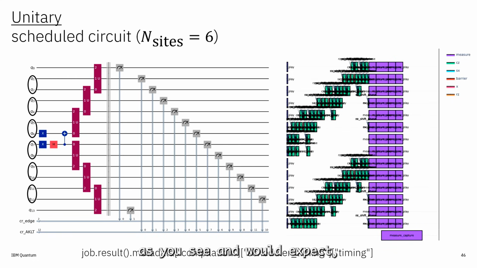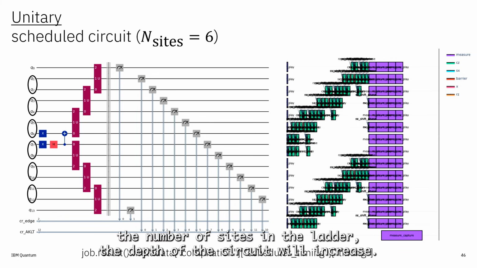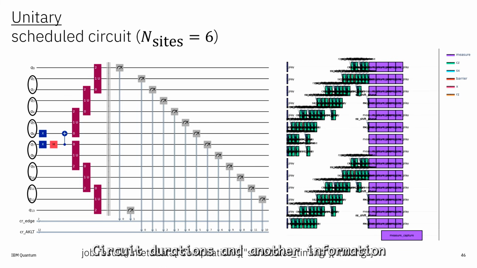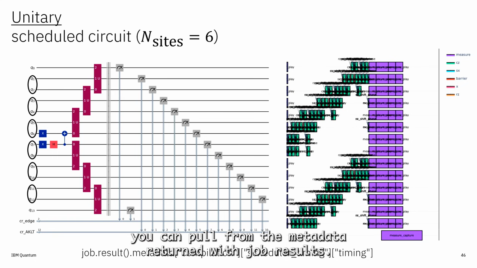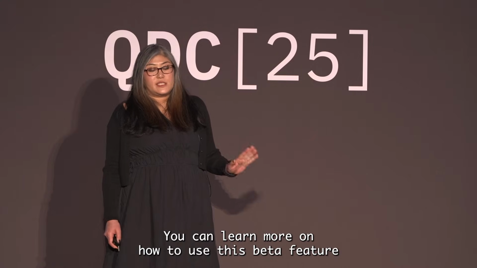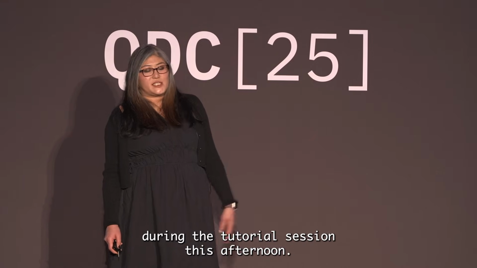As you see and would expect, as you increase the number of sites in the ladder, the depth of the circuit will increase. Circuit durations are another piece of information you can pull from the metadata returned with job results. You can learn more on how to use this beta feature during the tutorial session this afternoon.